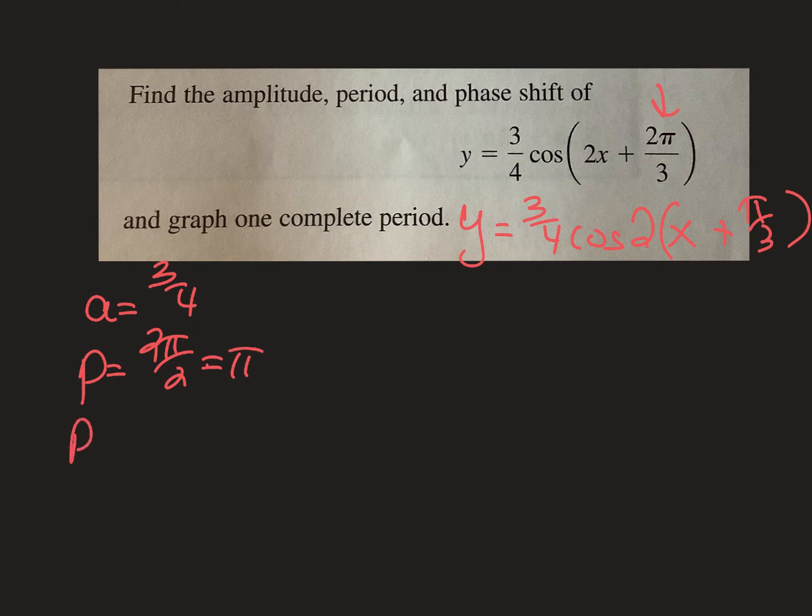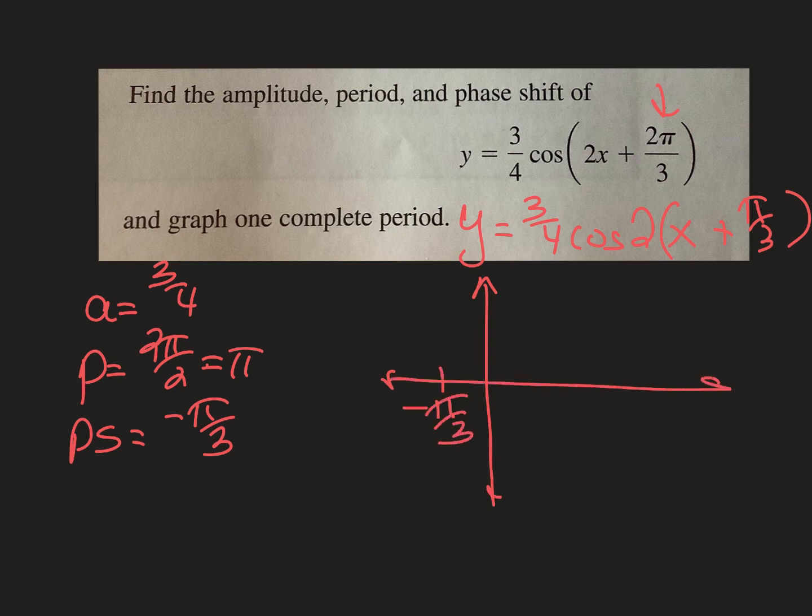And my phase shift, this time, because it's a plus, I'm going to start my graph at negative pi over 3, the opposite of what's inside, like we've done all year long. So here we go. See if we can graph that thing. I'm going to negative pi over 3. I'm going 1, 2, 3, 4 slashes away. So I'm going to say this is my 4th slash away.